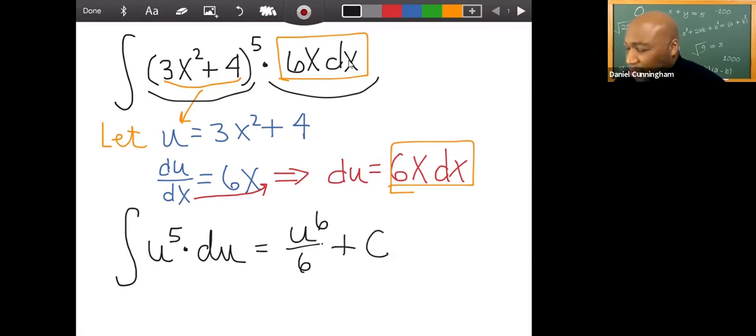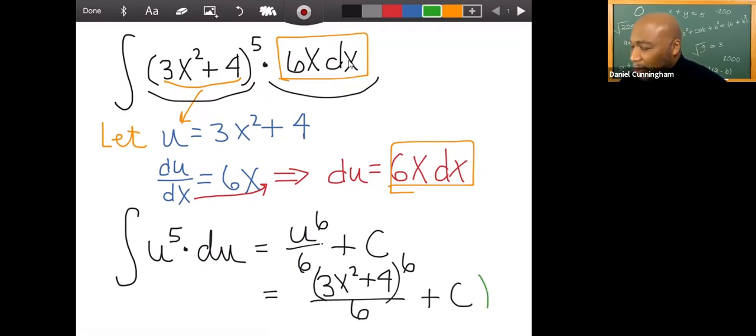And then for our final answer, we have to substitute because our original problem was in terms of x. We have to substitute back in that u is 3x squared plus 4. So this would be (3x squared plus 4) to the 6th power divided by 6 plus c. And that'll be my final answer in terms of x. I don't want to keep it in u. Now I'm using the letter u because we call it u-substitution. You can use another letter, w or z, but we usually use u for u-substitution. And that's my answer.